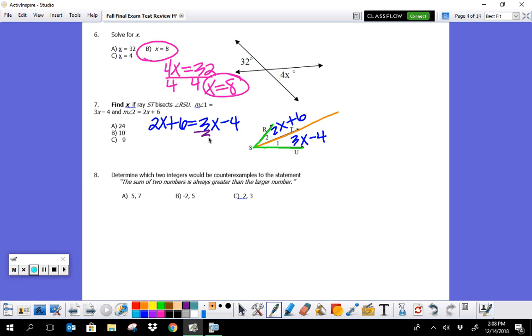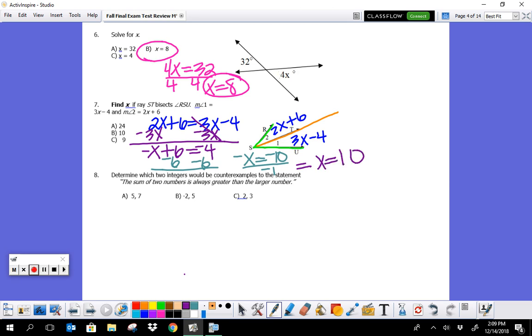Okay, I'm going to subtract 3x. Make sure you show all your work so you don't make any mistakes. Okay, then I'm going to subtract 6. So I have negative x equals negative 10, which means I need to divide by negative 1. So x is going to be 10.